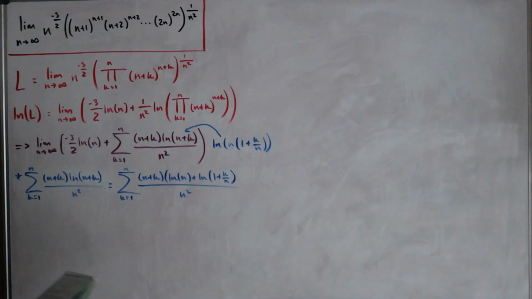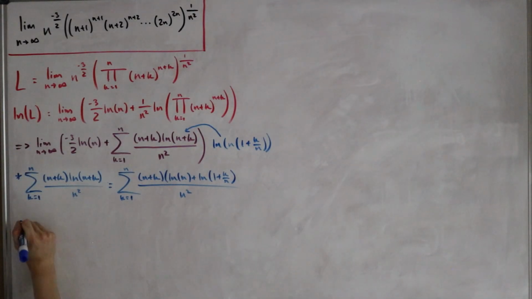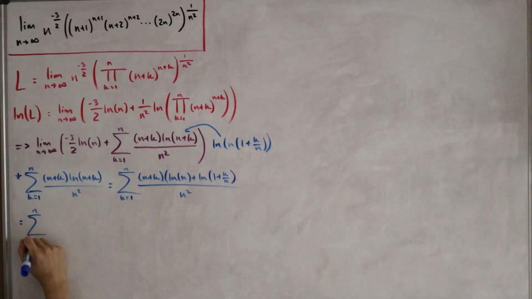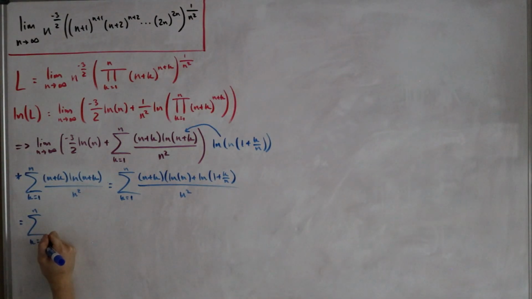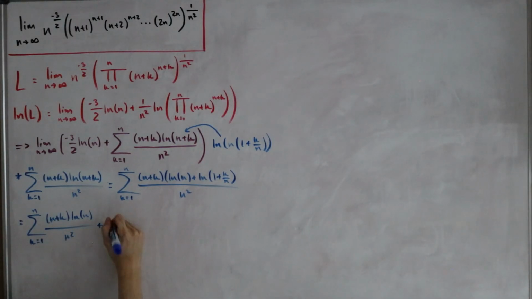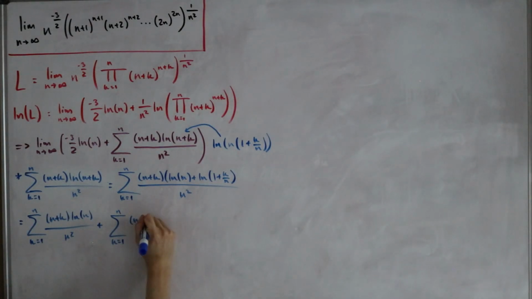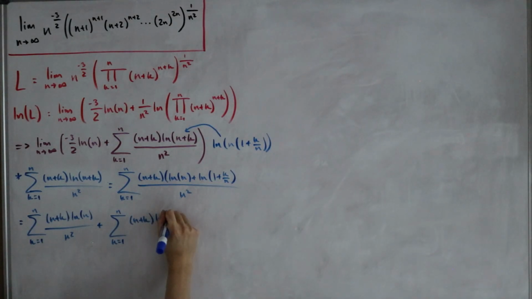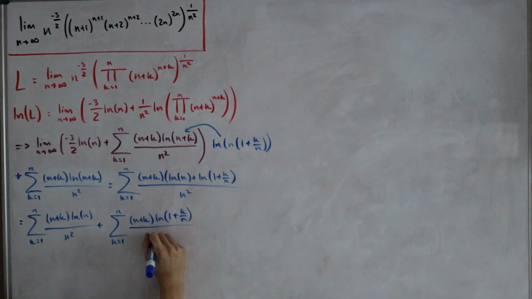Then we can continue forward and break this up as an addition of sums. So now we would attain our partial sum, k equals 1 to n of (n plus k), inclusive in the parentheses, multiplied by the natural log of n, divided by n squared. Add this with our partial sum yet again, k equals 1 to n of (n plus k) multiplied by the natural log of 1 plus k divided by n, all this divided by n squared.